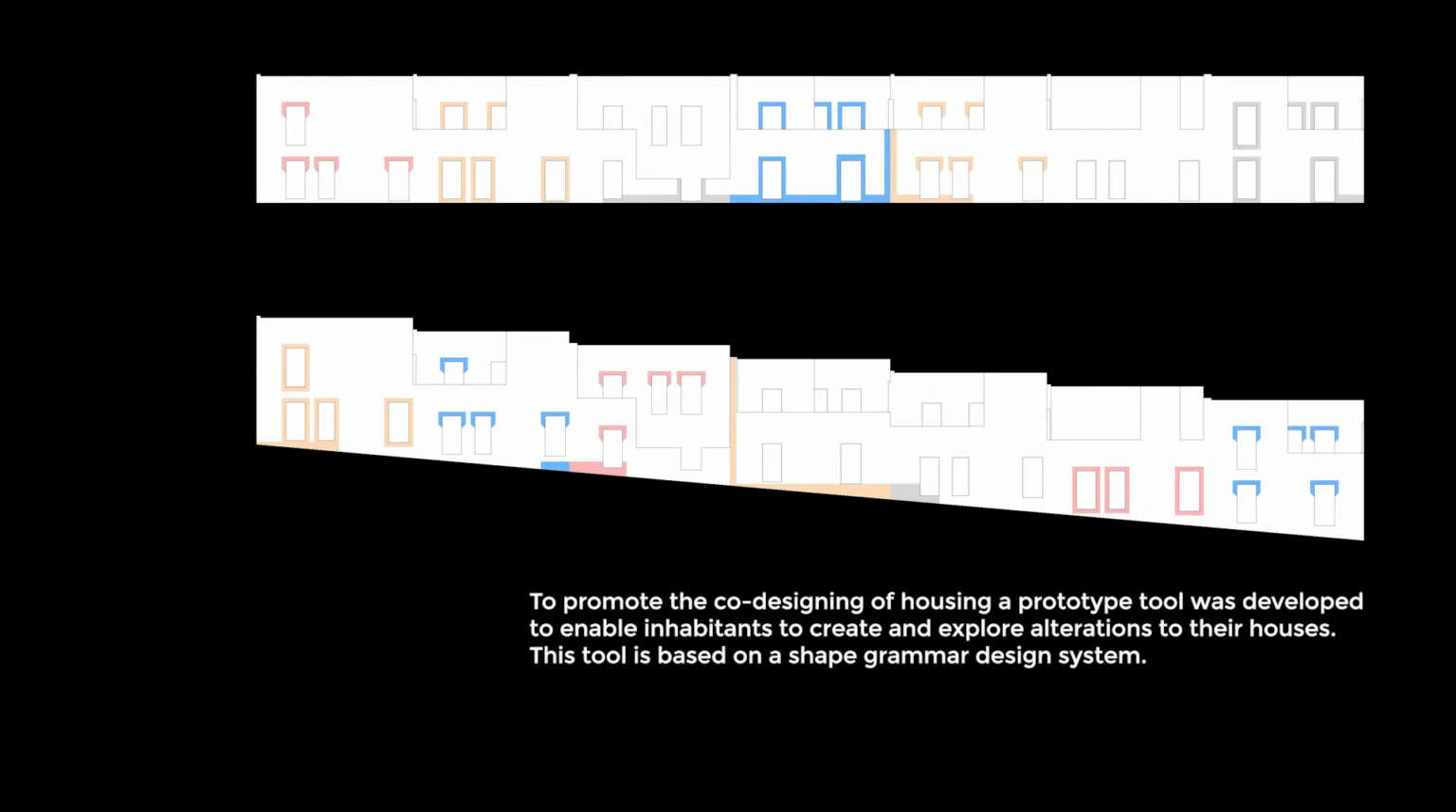their house. To promote the co-designing of housing, we developed a prototype tool that enables inhabitants to create and explore alterations to their houses. This tool, MyChanges, is based on a shape grammar design system. These shape grammar design systems aim to explore large solution spaces in an iterative manner. As such, they form an excellent means to support designers and architects in finding diversified design solutions.